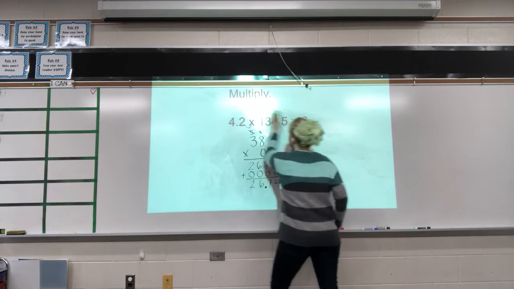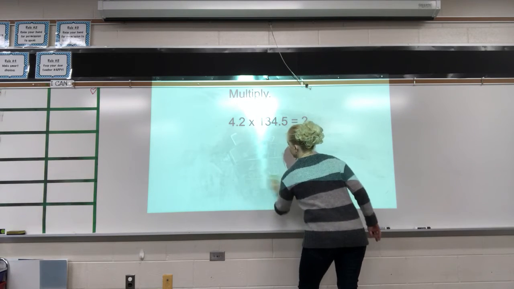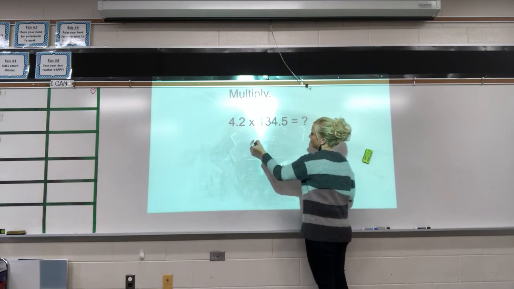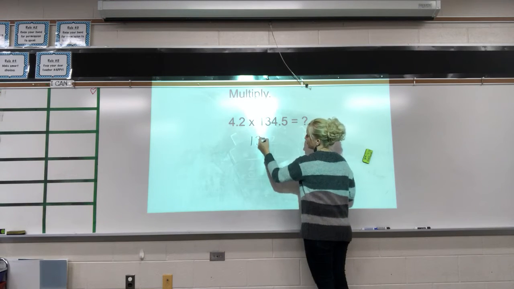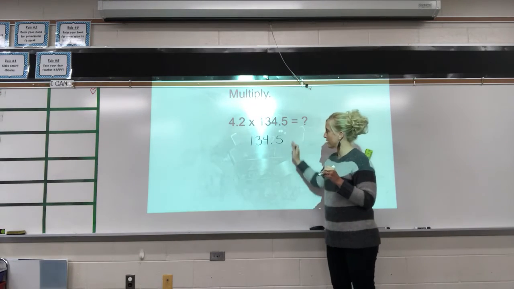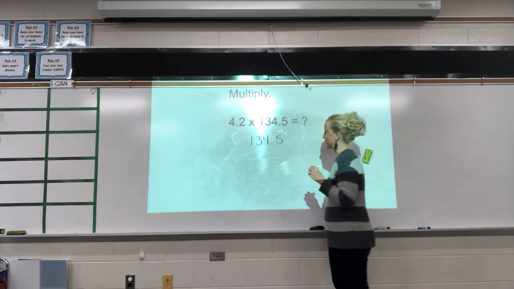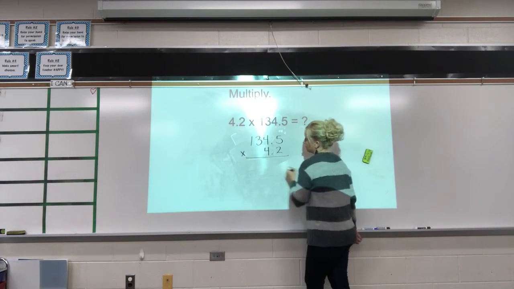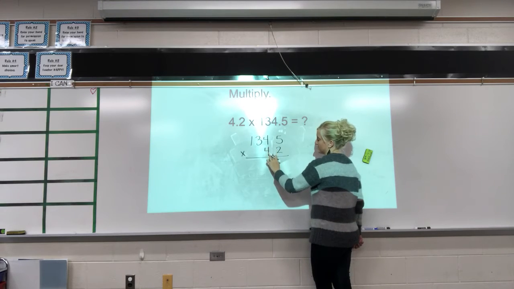Let's try another one. 4.2 times 134.5. Okay, for this one, we're going to put our 134.5 on the top. Even though it comes second in our problem, it's longer, so it's going to be better to put it on top. Times 4.2. When I solve the problem, I'm going to take my decimals out.